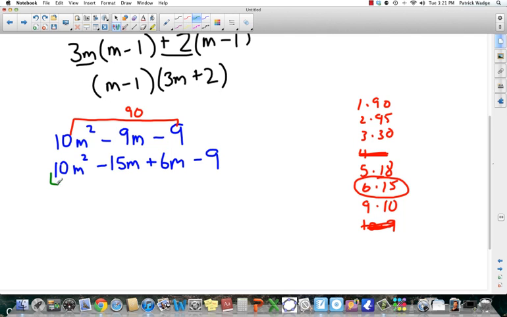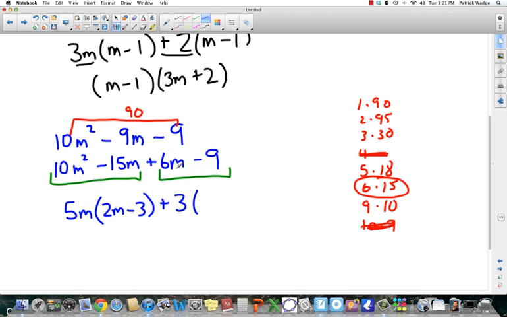Okay, pair them up. So many nice colors. What's the greatest common factor of 10m squared and 15m? Well, I can take a 5 out of both of those and also an m. 5m times what equals 10m squared? 2m minus 3 plus greatest common factor of 6m minus 9 is 3. What do I multiply 3 by to get 6m minus 9? Well, I multiply 3 times 2m and 3 times -3. Yay, it worked. I have the same thing in both.